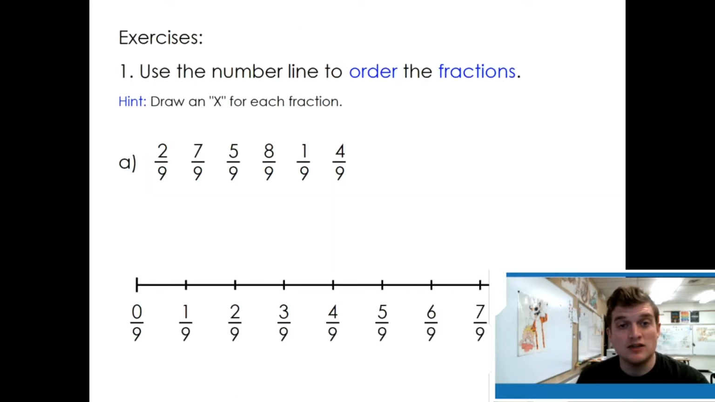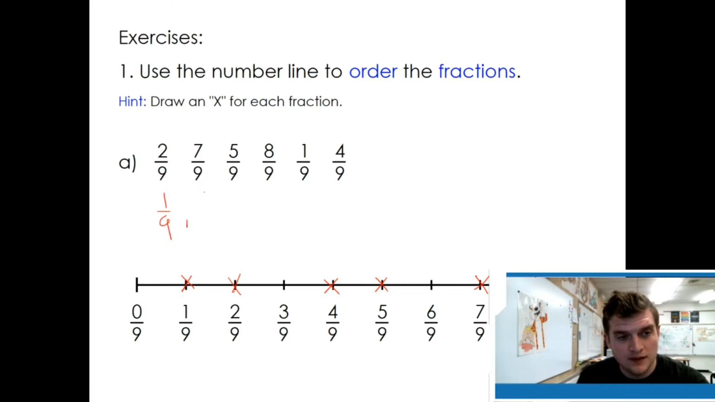Use the number line to order the fractions. Draw an X for each fraction. We have 2/9, 7/9, 5/9, 8/9, 1/9, and 4/9. Now we simply rewrite it from left to right.